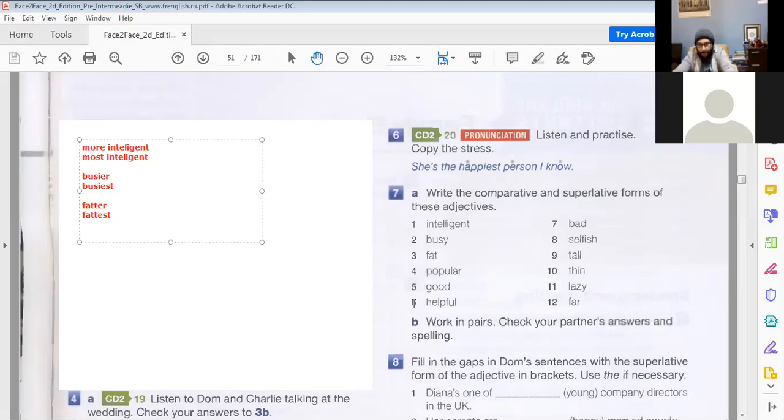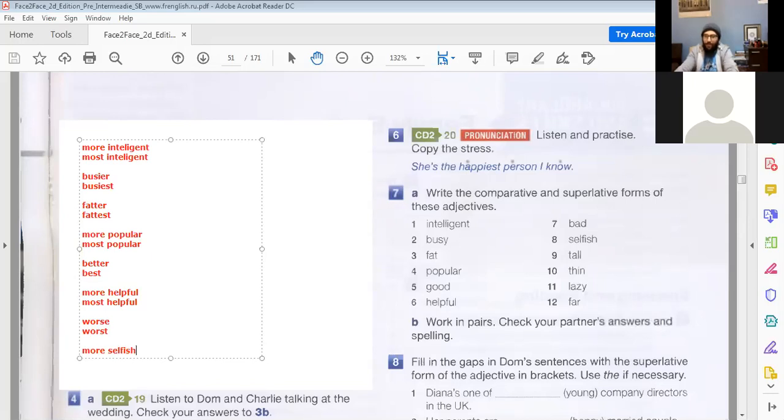What about popular? How do we change? More popular and most popular. What about good? Better and best. Correct, better and best. What about helpful? More helpful, most helpful. What about bad? Worse and worst. Selfish? More selfish, most selfish.